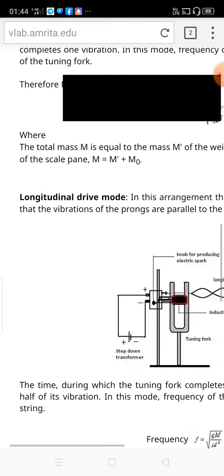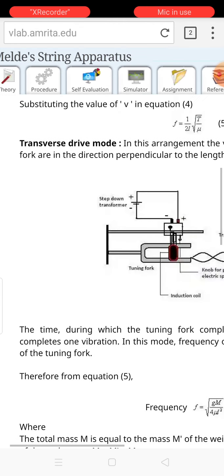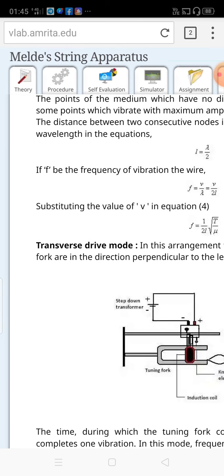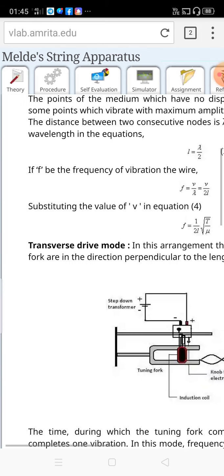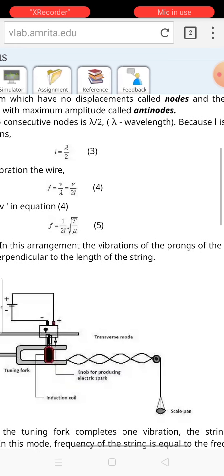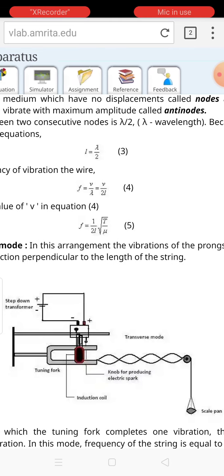So you learned what? That in this particular practical, there is a particular aim. The name of the practical is Melde's string apparatus. Here is a theory, procedure, then self-evaluation. Simulator lab is the most important that I already described. And after that, you note what is called nodes and what is called antinodes.